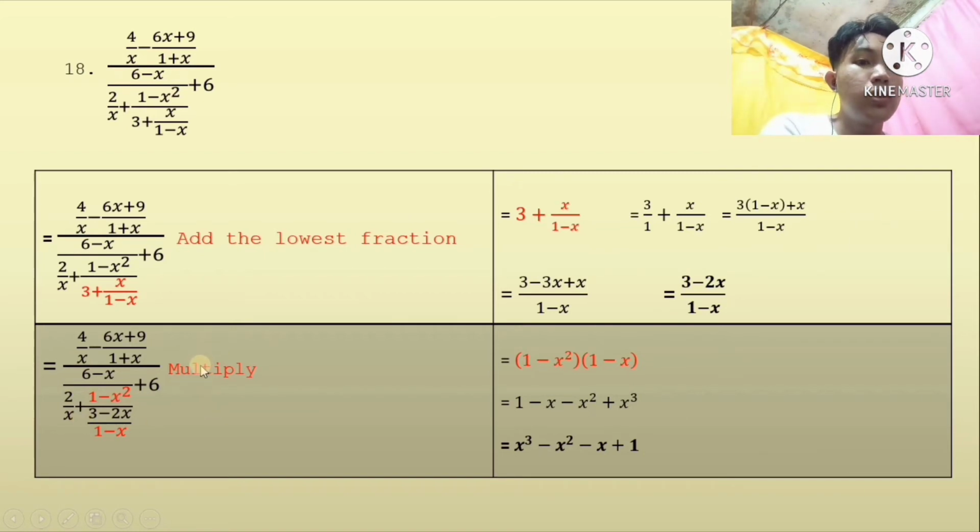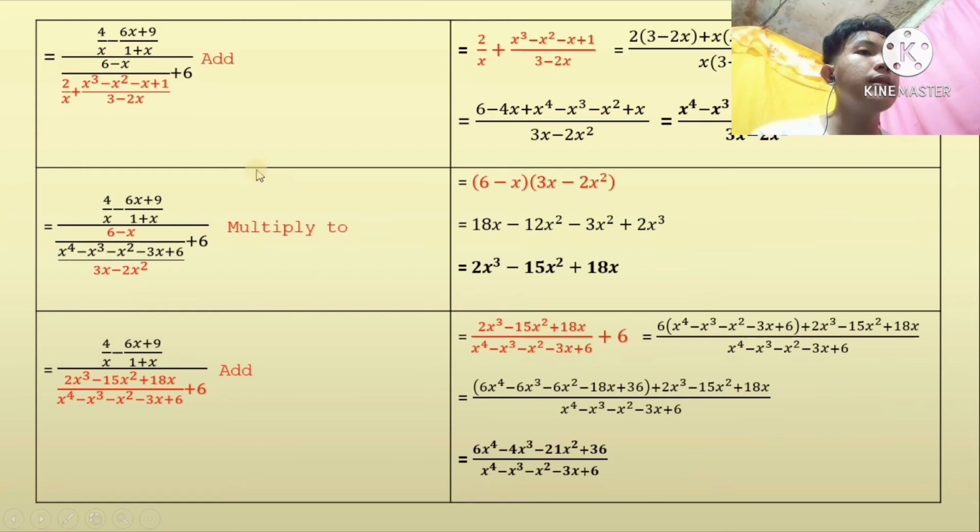So then multiply to cancel this lowest part or denominator. So multiply 1 minus x squared times 1 minus x. So distribute. So it will become 1 minus x squared plus x cubed. So combine like terms. So it will become x cubed minus x squared minus x plus 1. Then add or calculate their sum. So 2 over x plus x cubed minus x squared minus x plus 1 over 3 minus 2x.